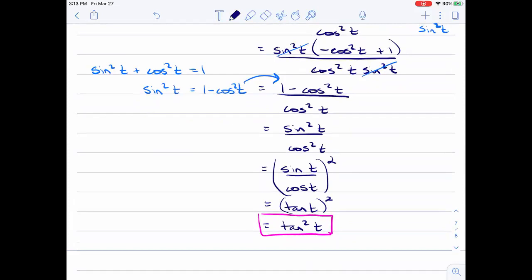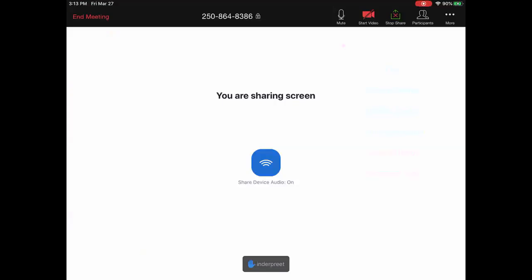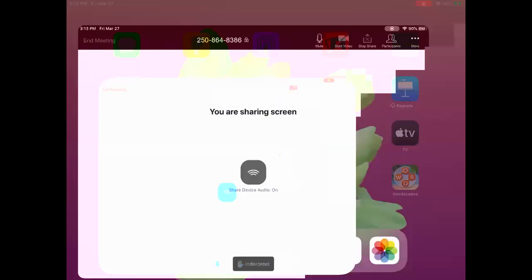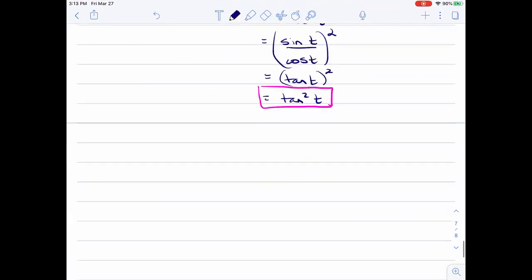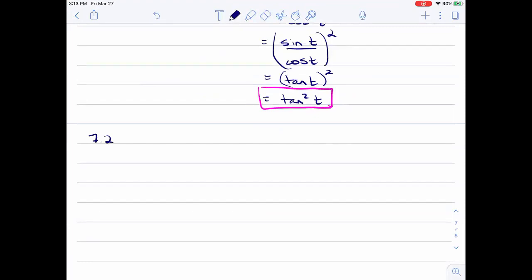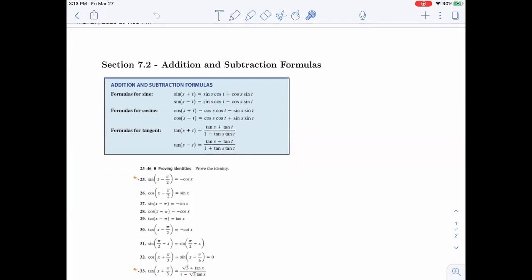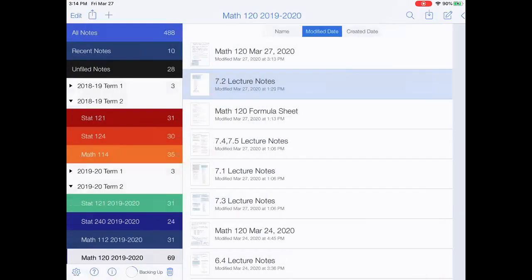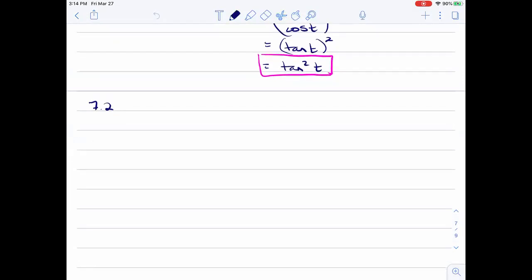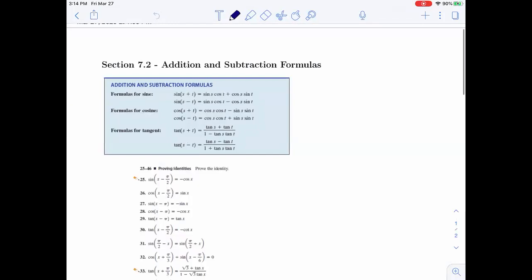I'll check to see if there are any questions here, but I don't see any. So I think we should go into 7.2 then. So 7.2 is just more formulas. So addition and subtraction formulas, which are also on your formula sheet, I'm pretty sure.